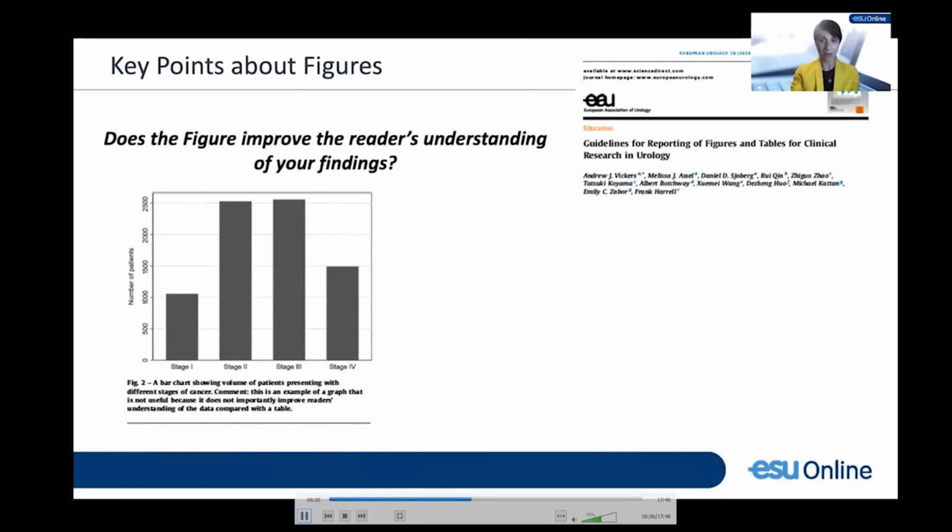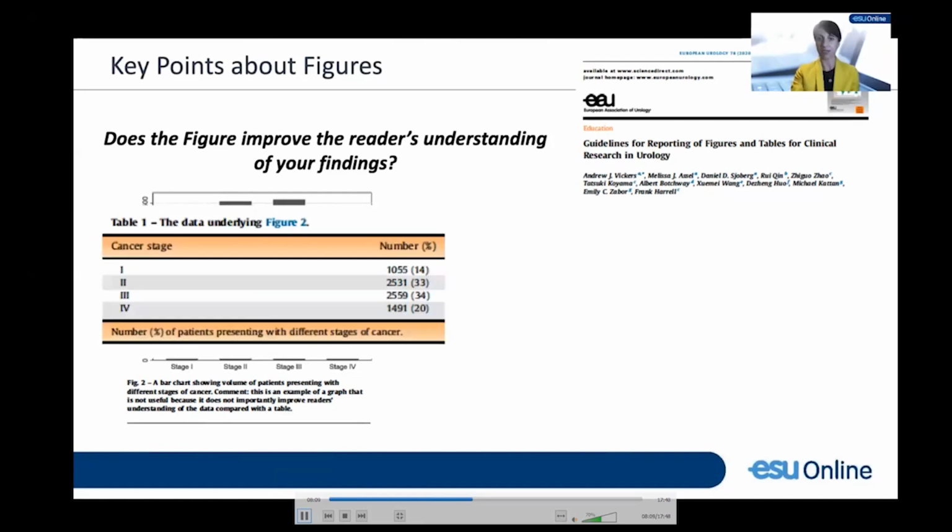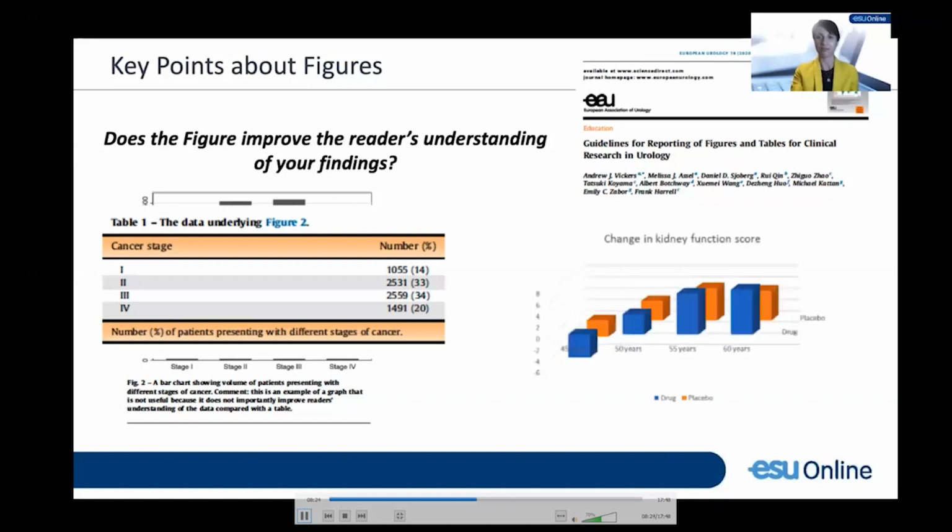This is not terribly helpful because you could simply include a table and the data would actually be a little bit easier to understand and a little bit easier to interpret. The reader can go straight to those proportions, and all of a sudden that data is much clearer, whereas the bar chart takes up a lot of space and doesn't actually synthesize any additional findings.